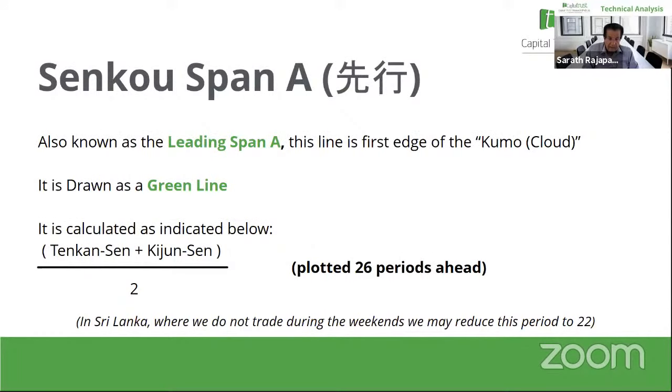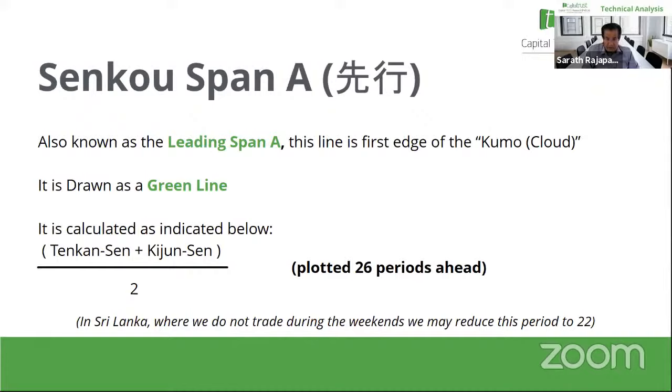Senkou span A, also known as the leading span, is the first edge of the Kumo Cloud. Kumo is the Japanese word for cloud. Sometimes it is on top of the cloud, sometimes it's the lower border of the cloud. It is usually drawn as a green line, and when it is on top, it forms the top of the cloud, right?